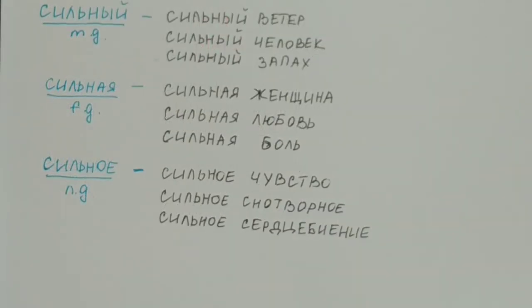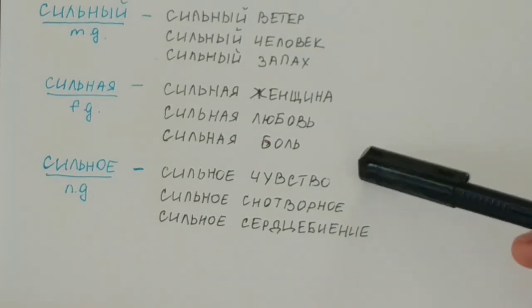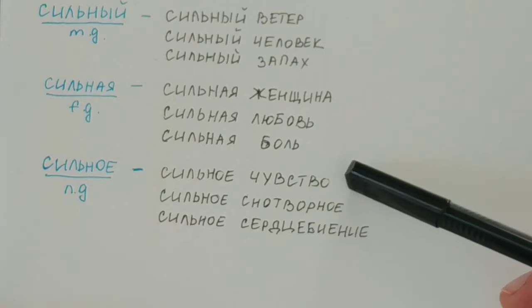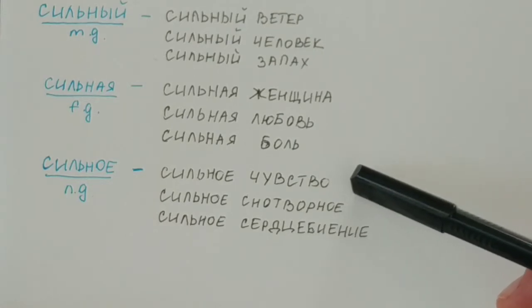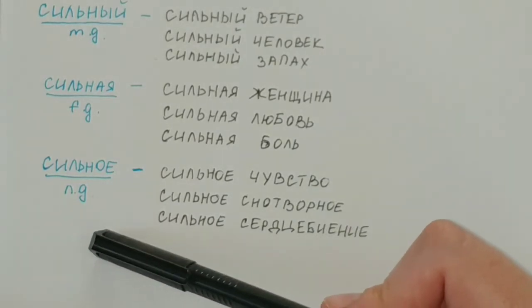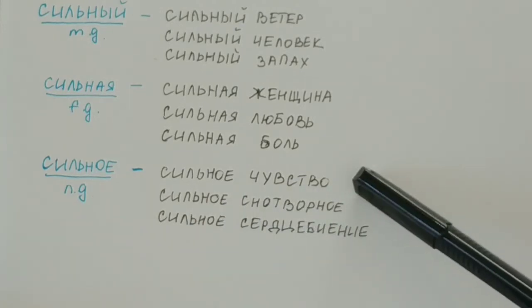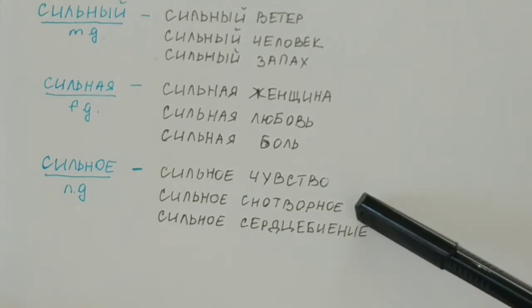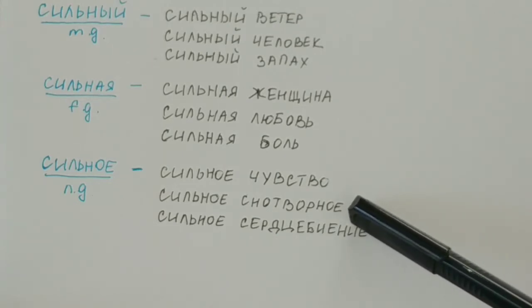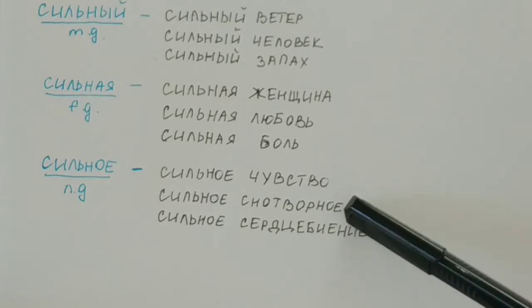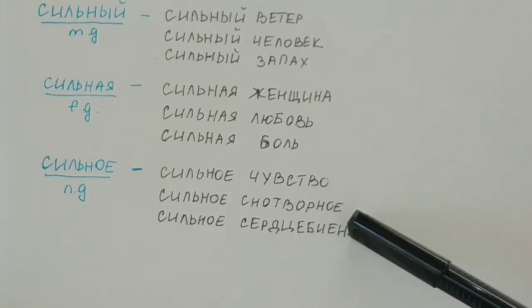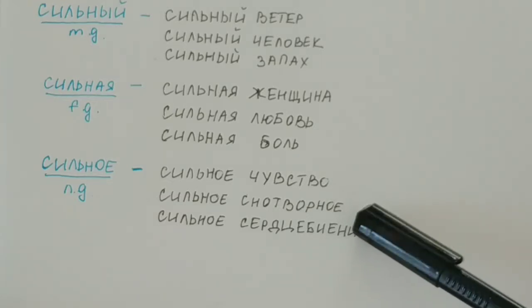For the neuter gender form of this adjective, which is сильное, let's read these examples. First is сильное чувство. Чувство means feeling. It is a noun of the neuter gender. That's why we're using it with the neuter gender adjective. So сильное чувство is translated as strong feeling. Сильное снотворное. Снотворное is a noun of the neuter gender, which means sedative. So сильное снотворное means strong sedative.